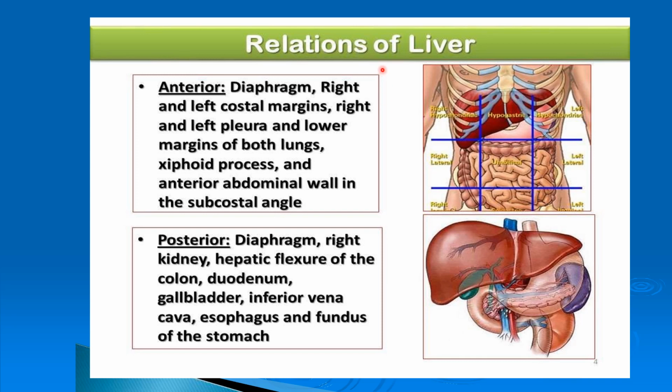Coming to the relations of the liver, we have already seen there is an anterior relation and a posterior relation. Anterior relations include the diaphragm, right and left costal margin, right and left pleura and lungs, xiphoid process, and anterior abdominal wall. Posteriorly, we can see the diaphragm, right kidney, hepatic flexure of colon, duodenum, gallbladder, inferior vena cava, esophagus, and the stomach.